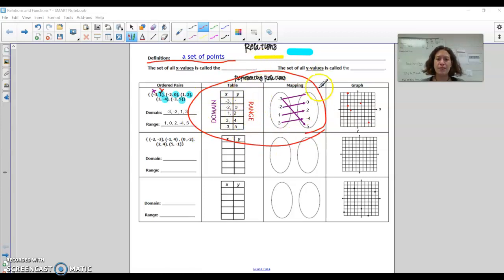This should be in your notes, okay, the table and the map. And then the definition will be good. You can just write down a relation is a set of points, okay?